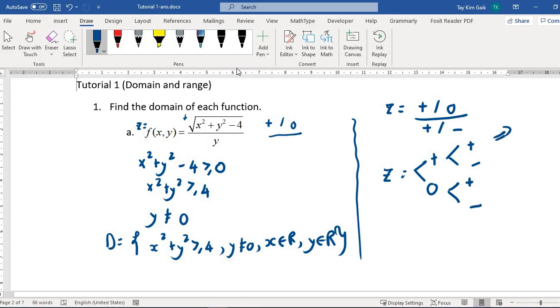Positive divided by positive is positive. Positive divided by negative, you get a negative result. 0 divided by positive, of course, you get 0. 0 divided by anything is 0. So z can be positive, negative or 0. That's why the range is the set of z where z belongs to the real numbers.